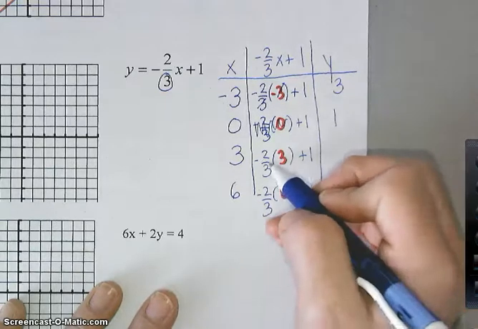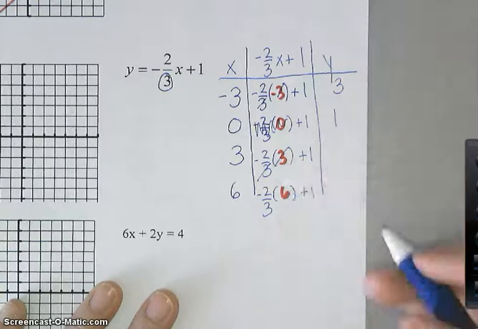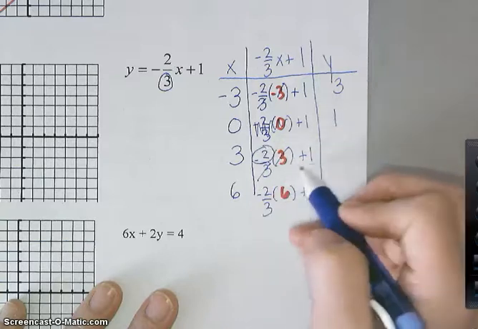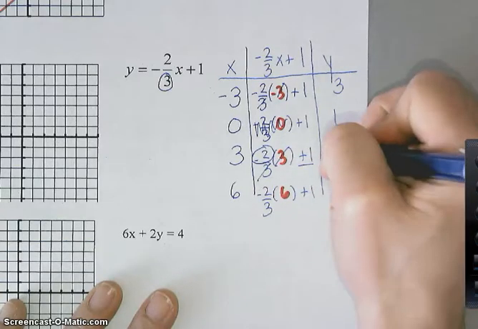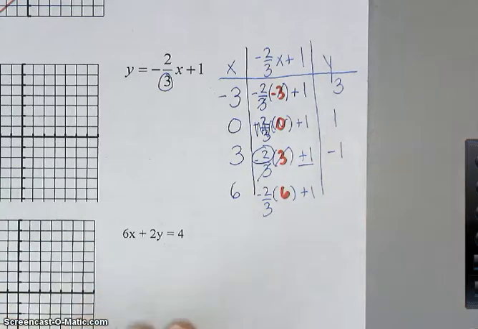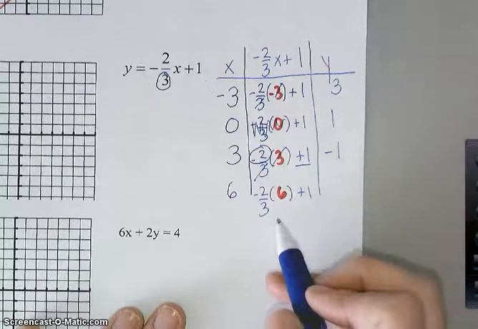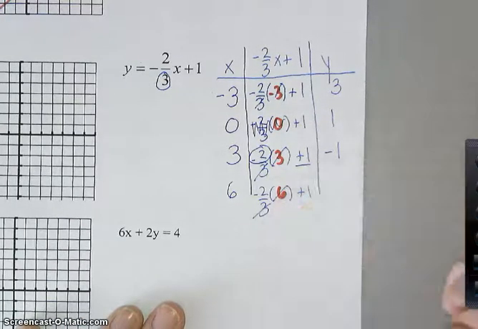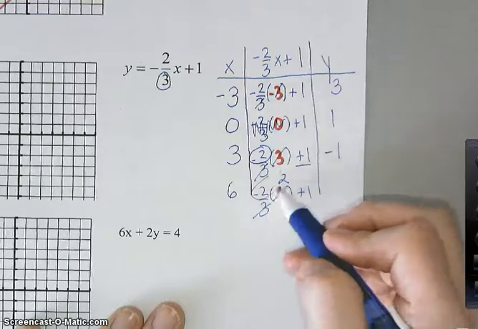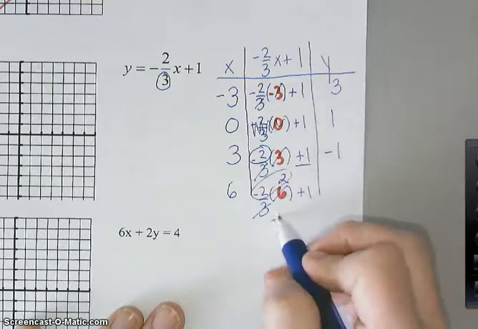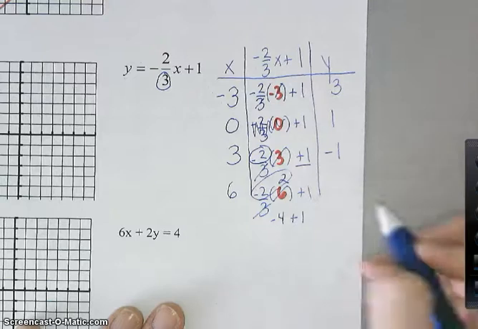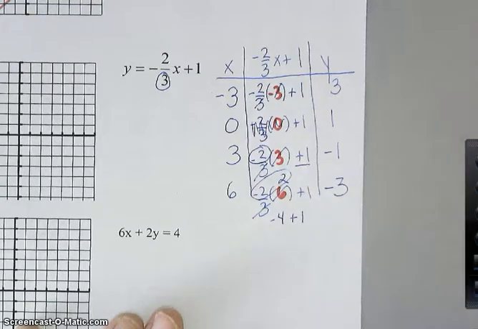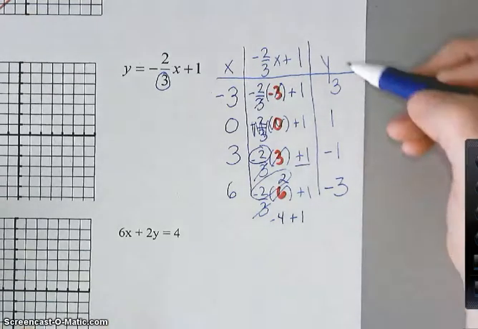Once again, I can cancel my 3 and my 3. So I'm just left with negative 2 plus 1, which gives me negative 1. And then our last one, 3 can cancel into 6. So I can go 3 into 6 2 times. So now I have negative 2 times 2, which is negative 4 plus 1, which gives us negative 3. So now here are my ordered pairs.